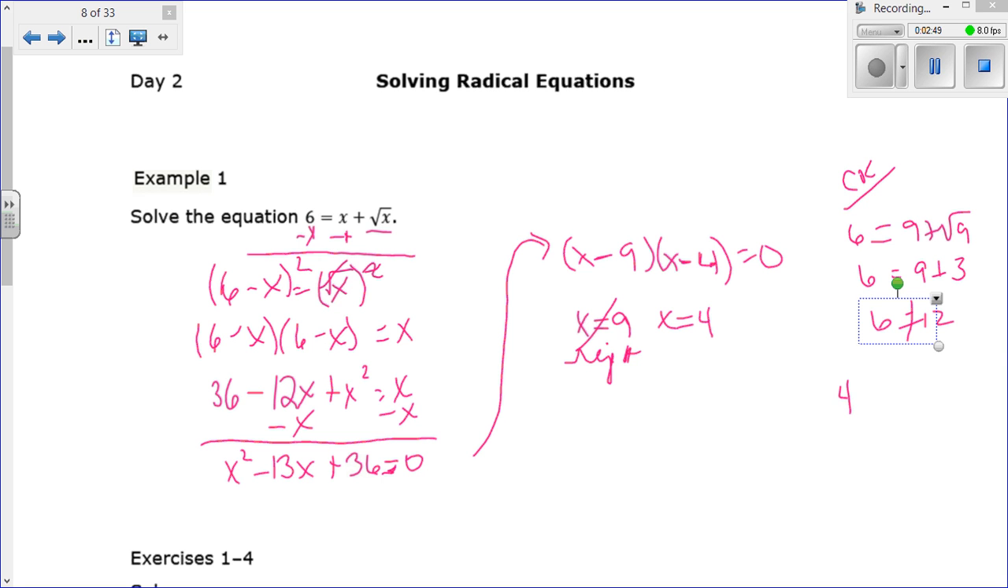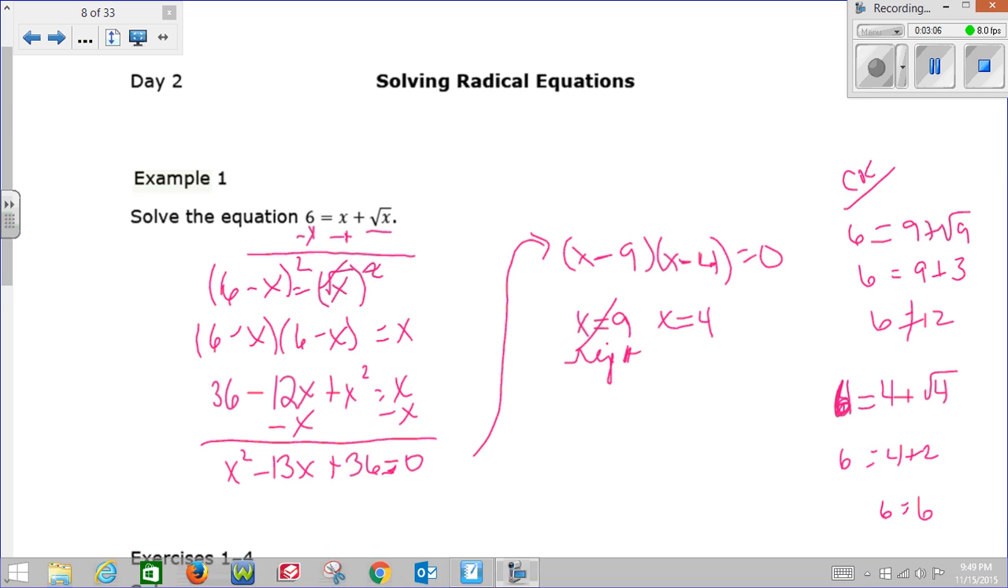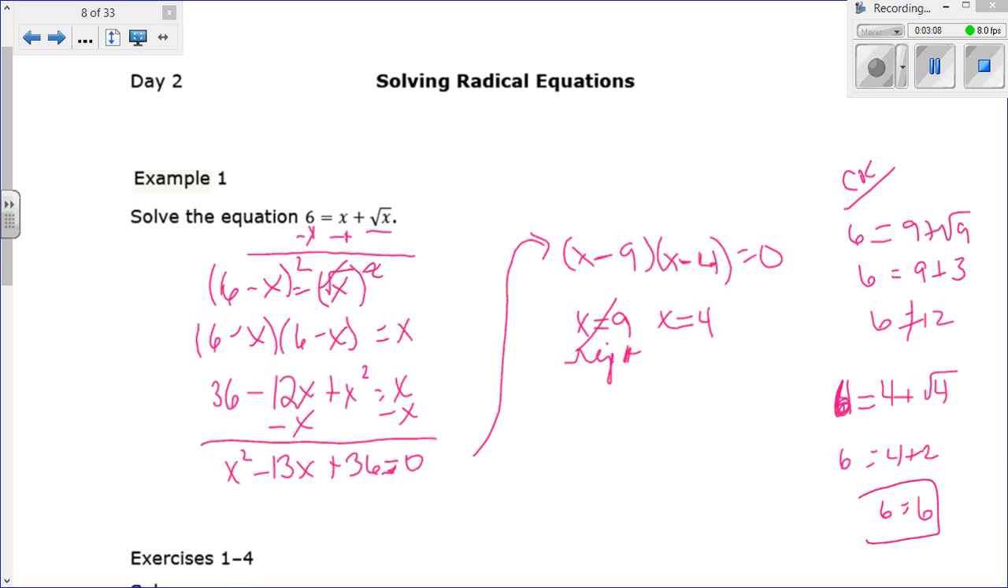So 6 equals 4 plus the square root of 4. So 6 equals 4 plus 2. So 6 equals 6. And I am good. Oh, I need to state that my answer is 4.